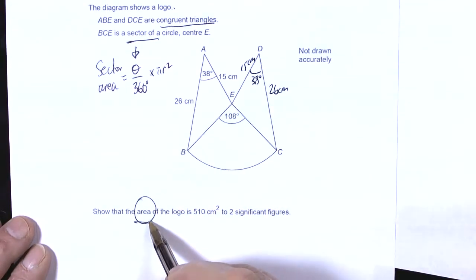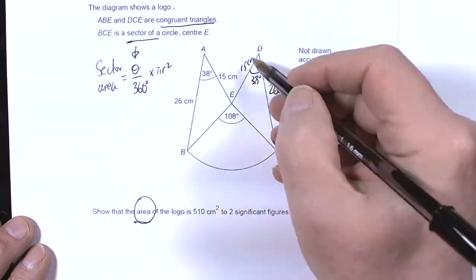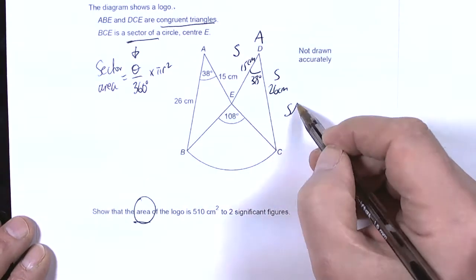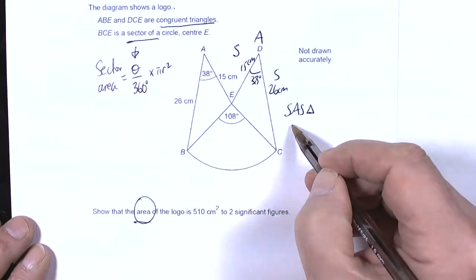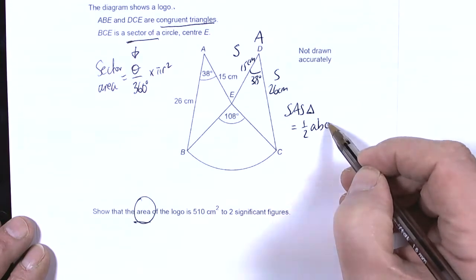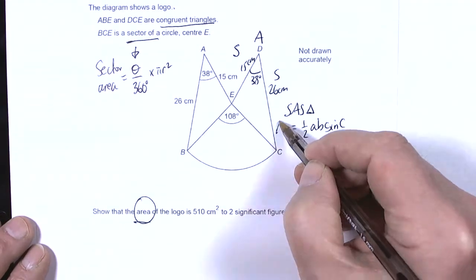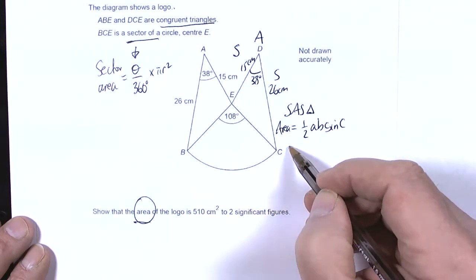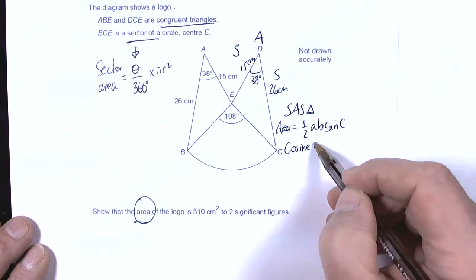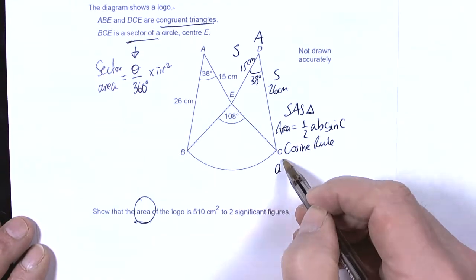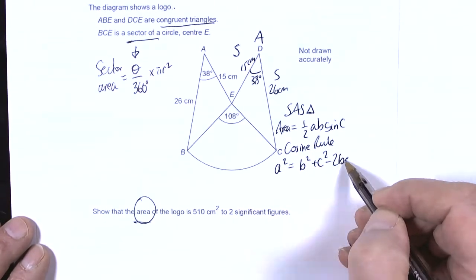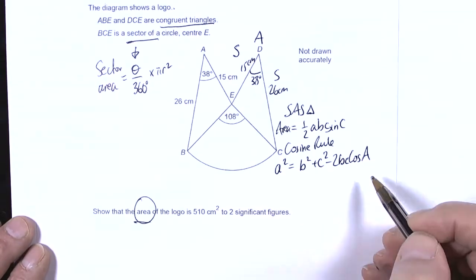And it's shouting out about area, and we've got triangles, and if we look carefully we can see that this is a side angle side triangle, and once we know we've got side angle side triangle, then we know we can be using a half AB sine of C for area, and we know that we can be using the cosine rule for working out missing lengths or angles for a side angle side triangle. So again, A squared equals B squared plus C squared minus 2BC cos of big A.